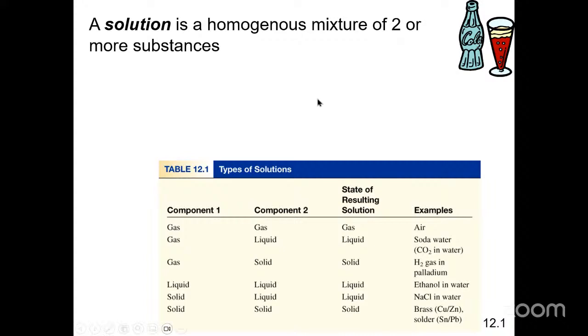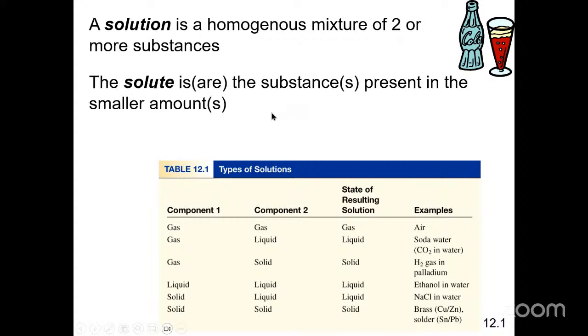Okay, so there are two parts to any solution, of course, we know. One part is a solute, and the other part is a solvent. And usually, the part that is in greater amount would be the solvent, and the part that would be less amount would be the solute, right?